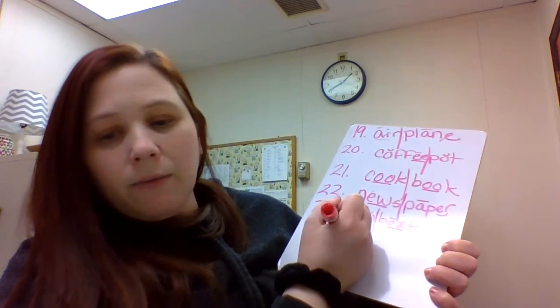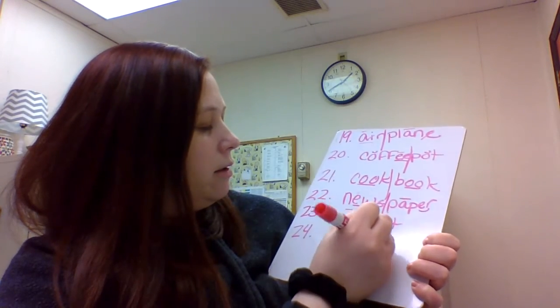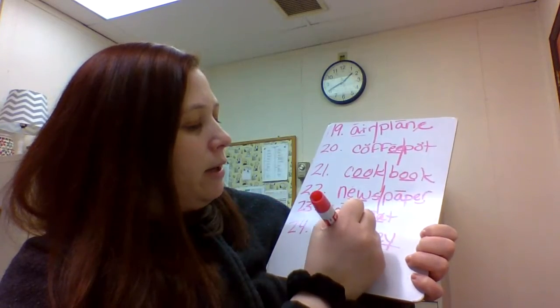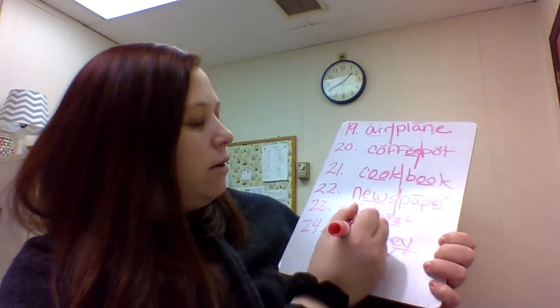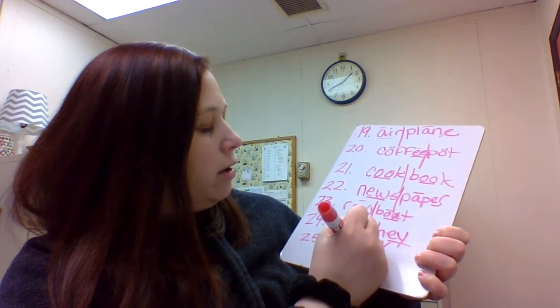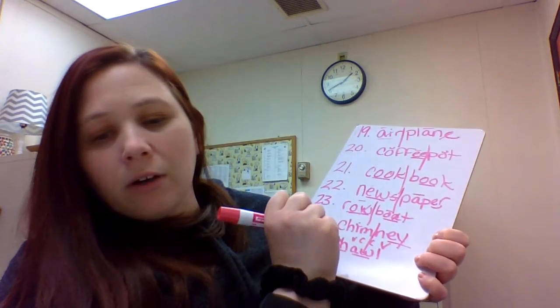All right, 24, we have chimney. Here we have the EY. Here we have vowel, consonant, consonant, vowel. So we're going to draw a line in between the M and the N. Our I gets a macron. 25, we have shawl. So we have our SH digraph and our AW digraph.